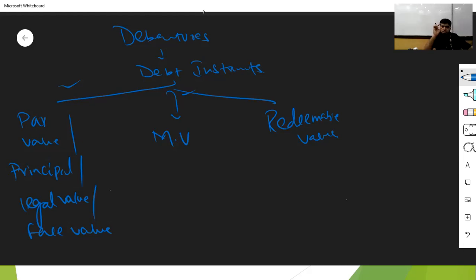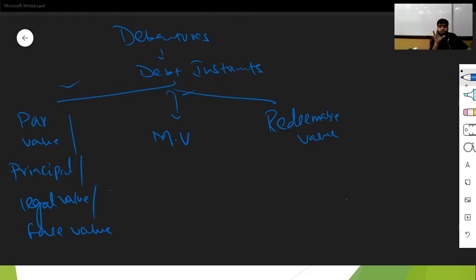Yes, there is a condition: at the time of liquidation, the amount of investment will be returned back to the investor. But in normal circumstances, no amount will be redeemed on shares. It means there will be no redeemable value in case of shares. But in case of the debenture, there is a redeemable value, because at the end of the 5 years or 7 years or 10 years, we are going to take back our amount. It means there will be a redeemable value.